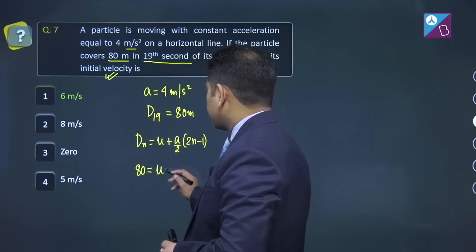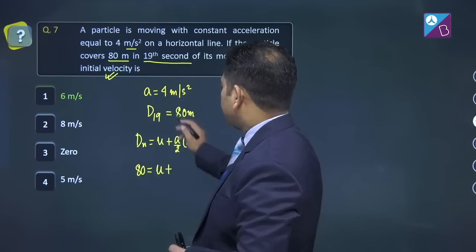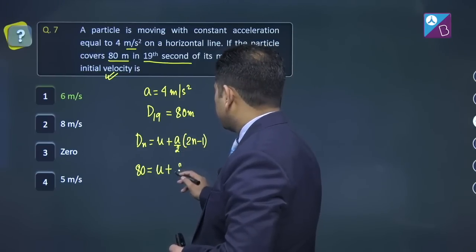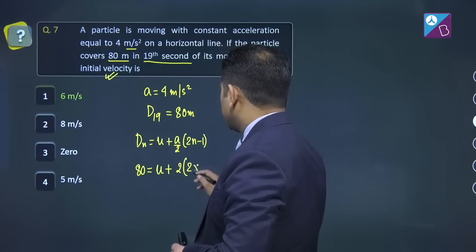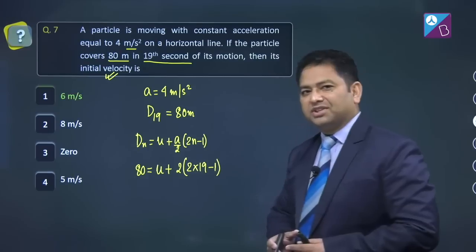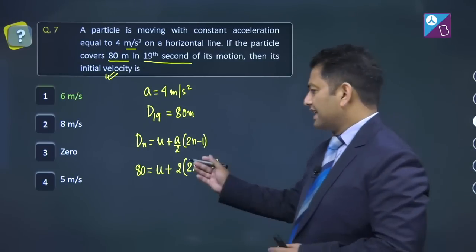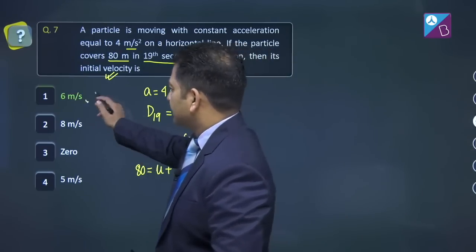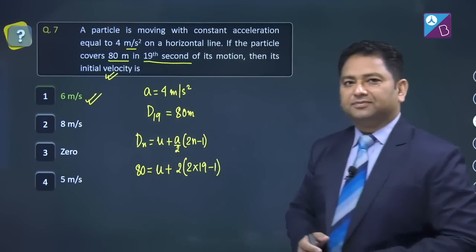इनिशियल मुझे कैलकुलेट करना है. एक्सेलरेशन की वैल्यू 4 डाल दूं तो 4 by 2 will be 2 multiplied by 2 into 19 minus of 1. स्ट्रेट फॉरवर्ड कैलकुलेशन. इनिशियल वेलोसिटी यहां से कैलकुलेट करेंगे, दैट विल बी 6 मीटर पर सेकेंड.